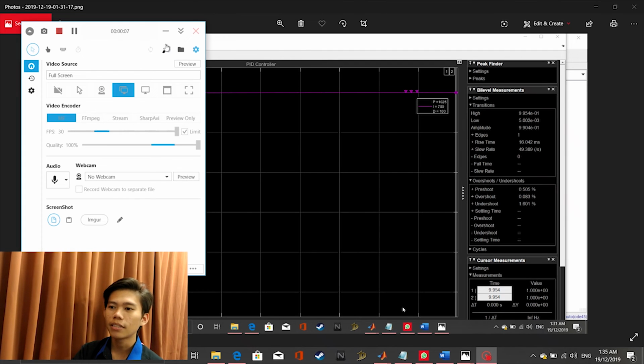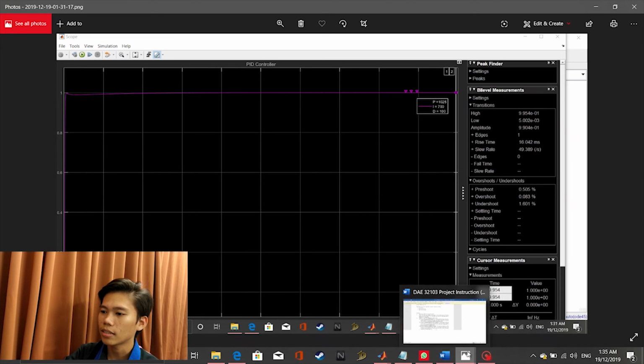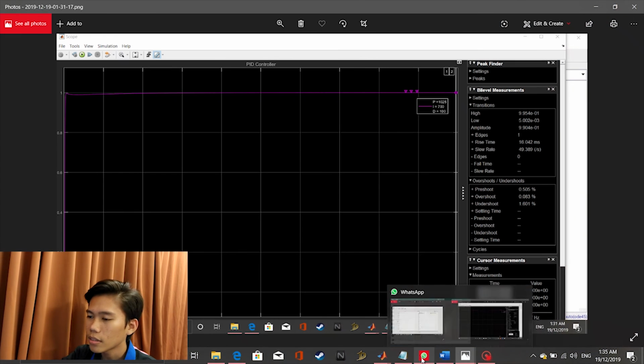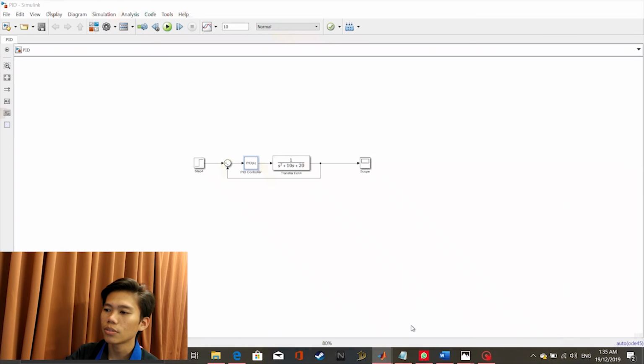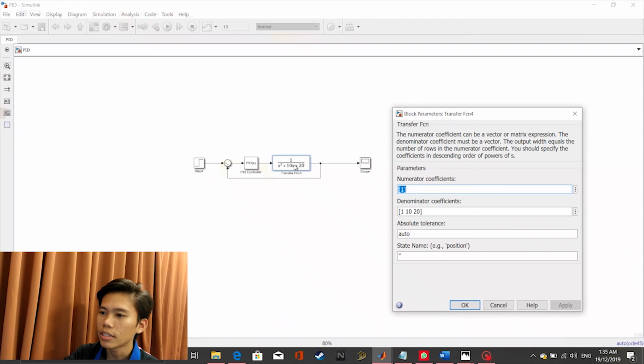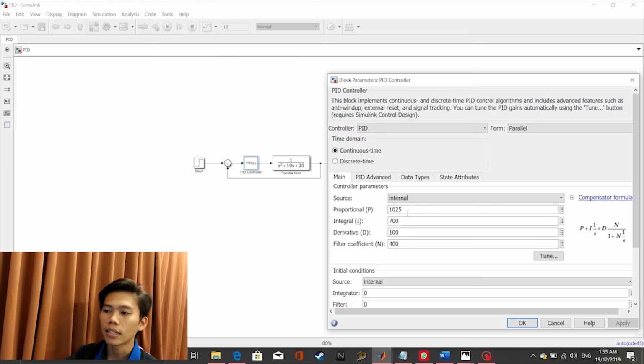So I will explain about the PID controller. In this PID controller, this is our circuit. So we state that the value of proportional P is 1025, the value of integral I is 700, and the value of D is 100.